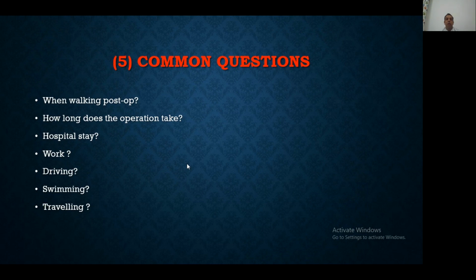How long does the operation take? It usually takes 2 to 3 hours. The hospital stay is usually 3 days. Sometimes full recovery happens, and the patient can manage a few steps by himself or herself and can step up and down a few steps of the stairs. So the hospital stay could be 3 days, more or less.